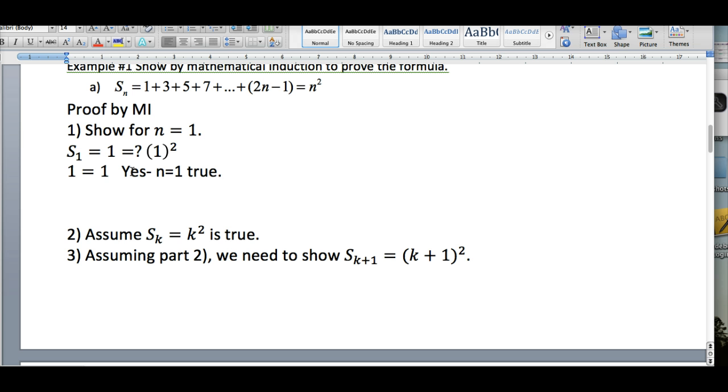If we can't find this basis, then we can't start this. Sometimes you have to go past 1 to get something to work, but they'll try to indicate that that is true. So this is the first step for you.